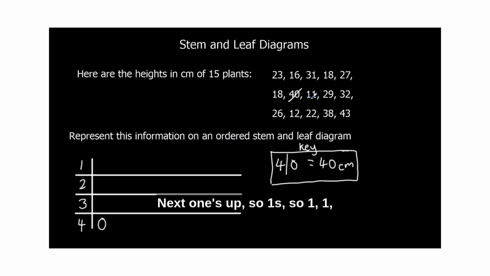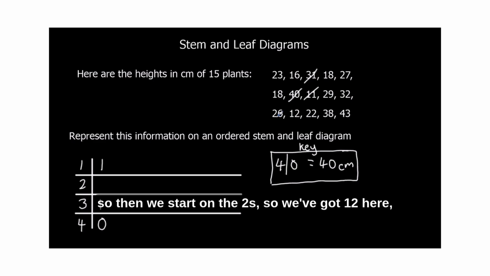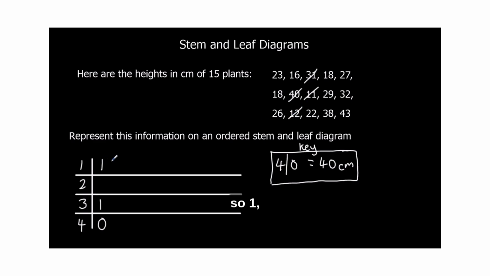Next up are the ones. So 1, 1, 11. 1, 1. 31 here. 3, 1, 31. No more ones, so then we start on the twos. We've got 12 here. So 1. I'll put a comma, and then the next one, 2. 22's here. So 22. 32. No more 2's, so we've got 3 here, or another one as well. So 43 and 23.